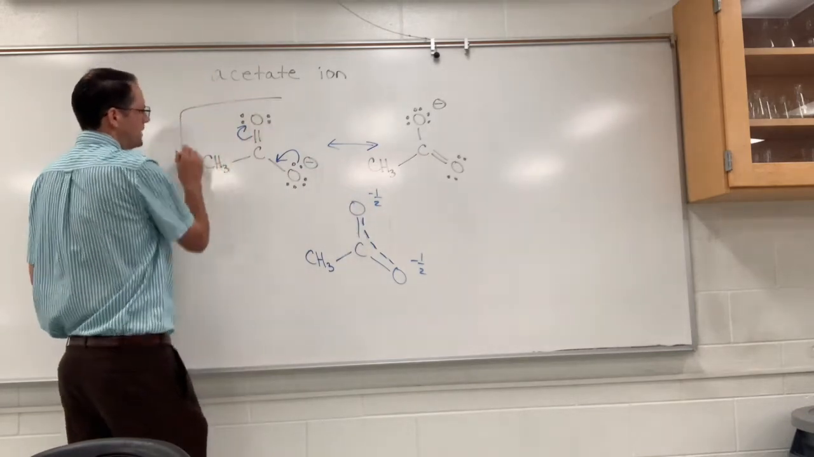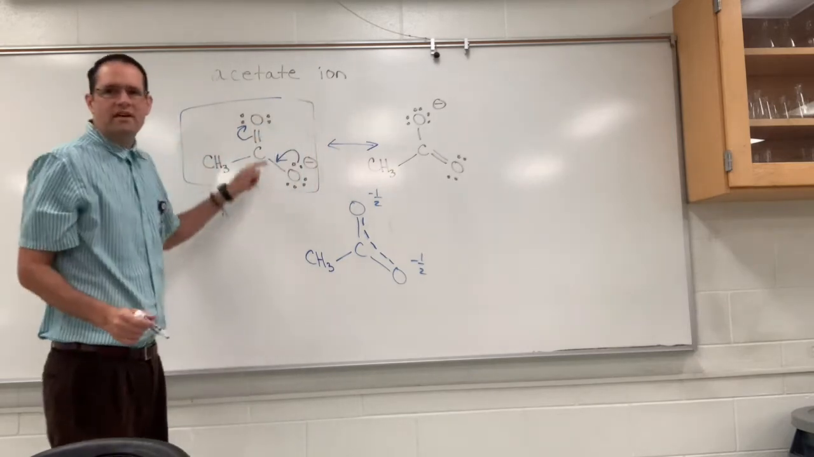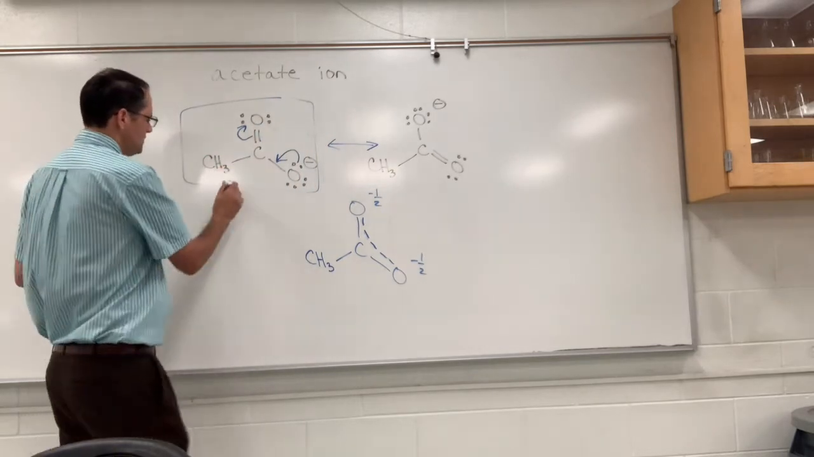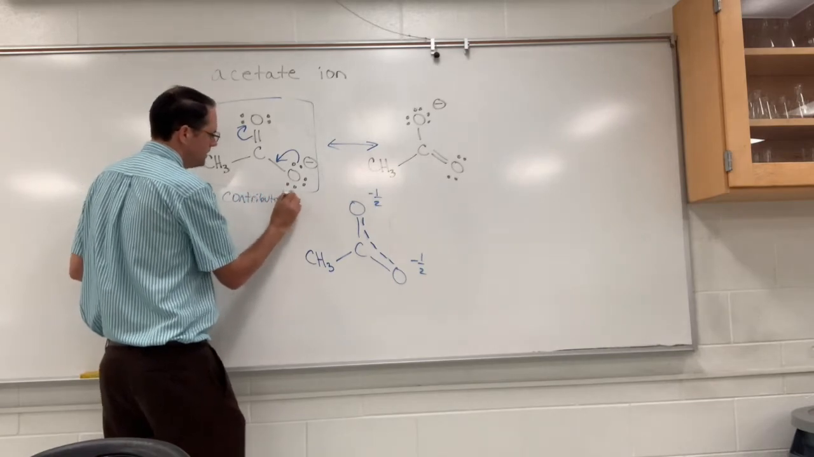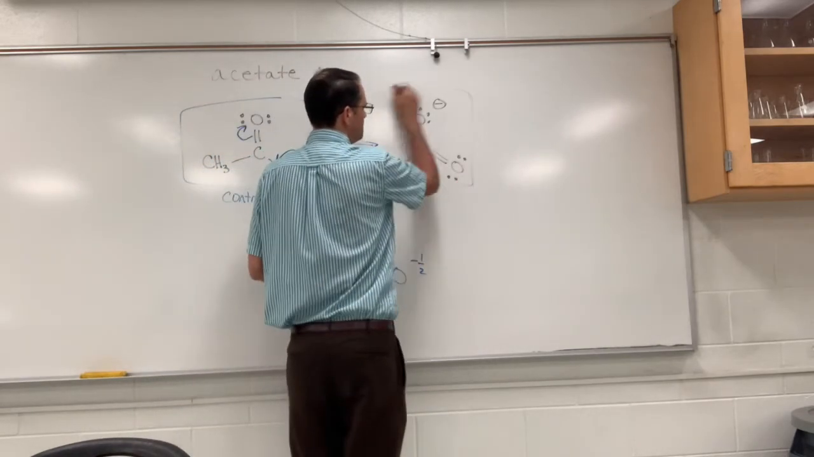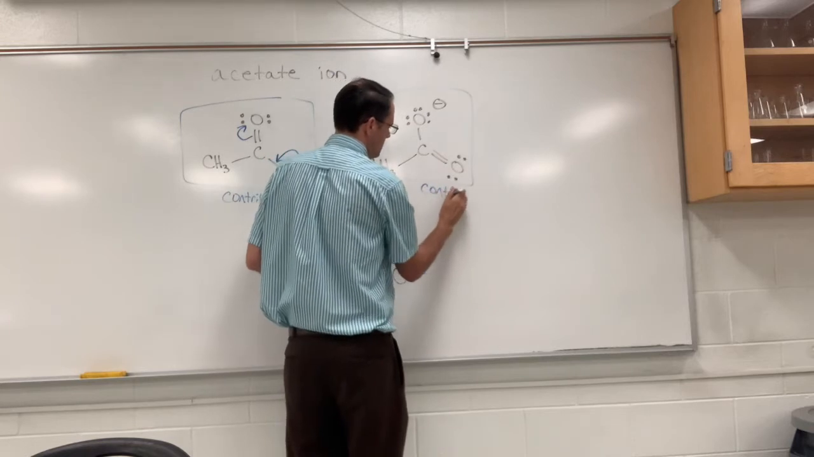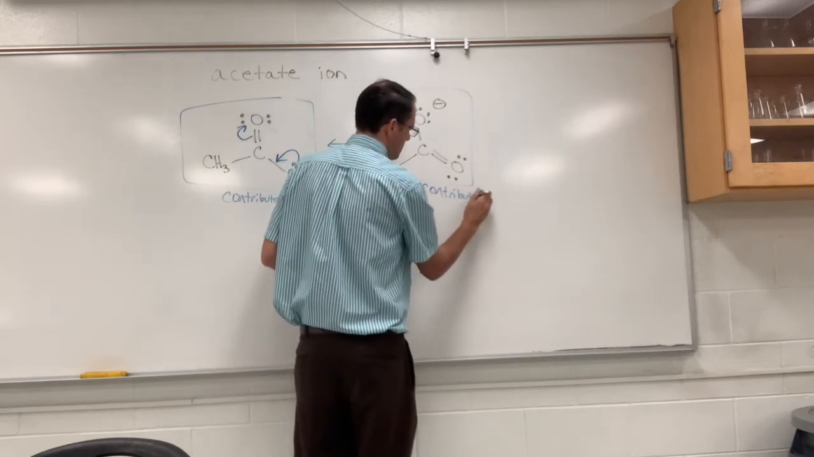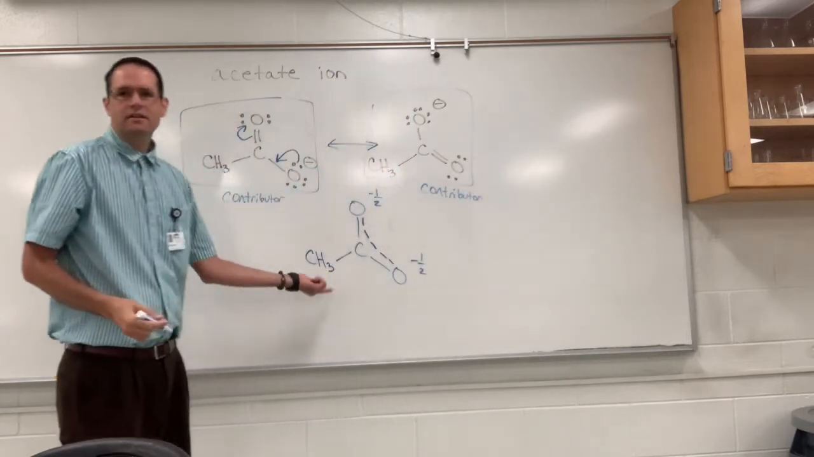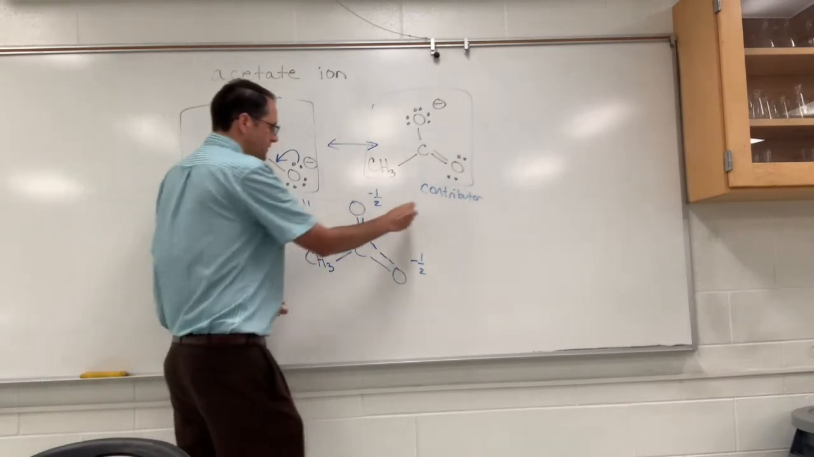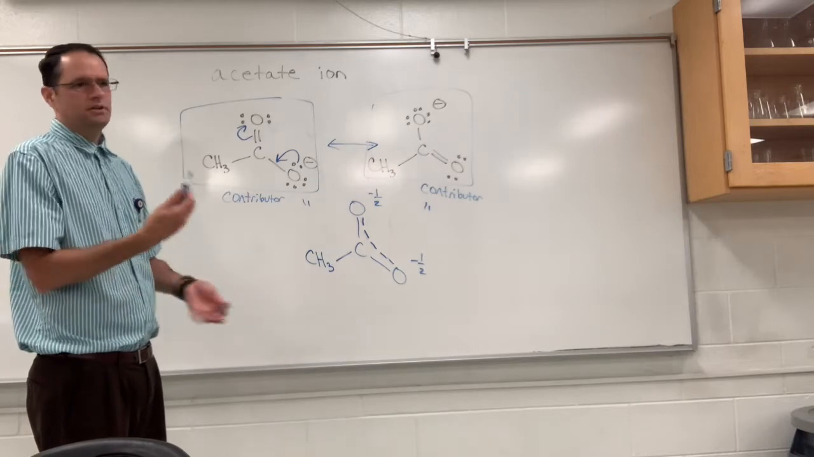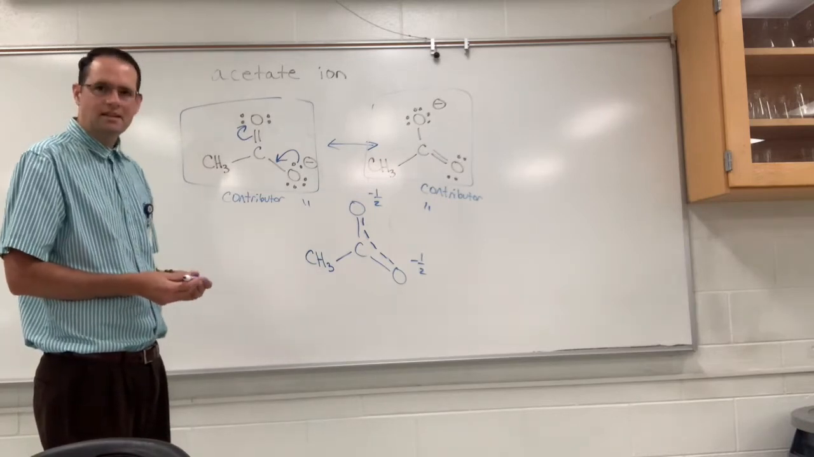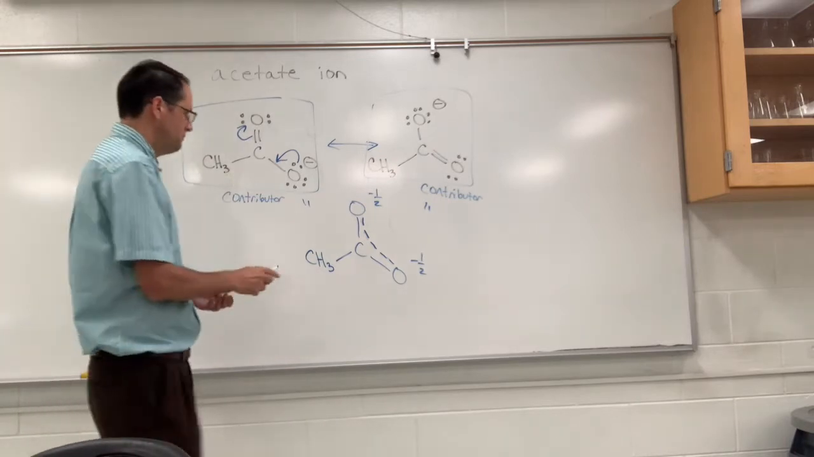So what we do in organic chemistry is we draw individual contributors. So this would be an individual contributor. This would be an individual contributor. And this thing down here, the real molecule that we have trouble drawing with the Lewis structure technique, would be the resonance hybrid.